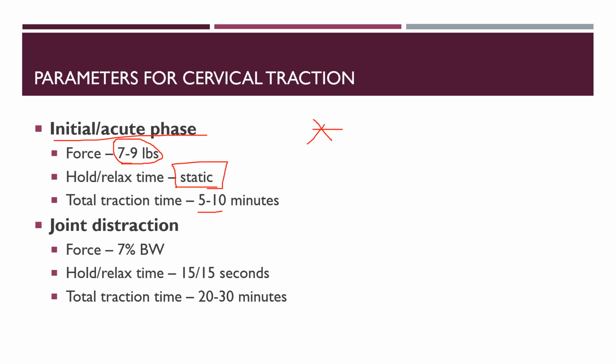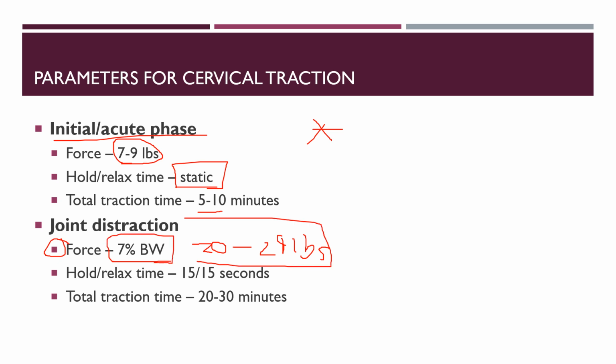For joint distraction, okay, our force is a little bit more. So your book says 7% of the body weight. You can really go anywhere from 20 to 29 pounds. So I've seen on the NPTE practice test, they've used both of these. So they've used the percentage of body weight. Sometimes 7% of the body weight does not get anywhere close to this 20 to 29 pounds, but you really don't want to go more than this 20 to 29 pounds. Okay, so you can use either or.